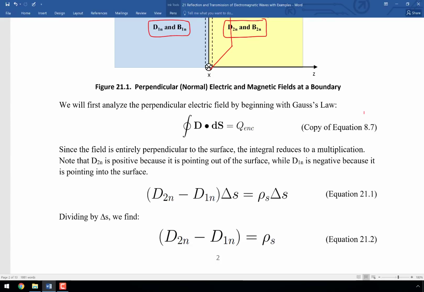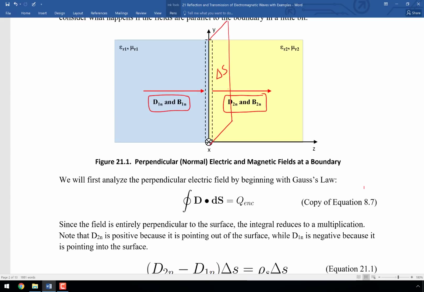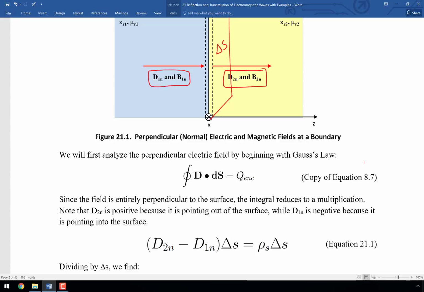So we understand that there's a portion of the electric field that's flowing in, and that's D1 sub n flowing in, and D2 sub n flowing out. But you'll remember that when we're talking about surface integrals, flowing out is positive, flowing in is negative. So that's why this is D sub 2n minus D sub 1n, because outward is positive, inward is negative. Then that's multiplied by the delta S.